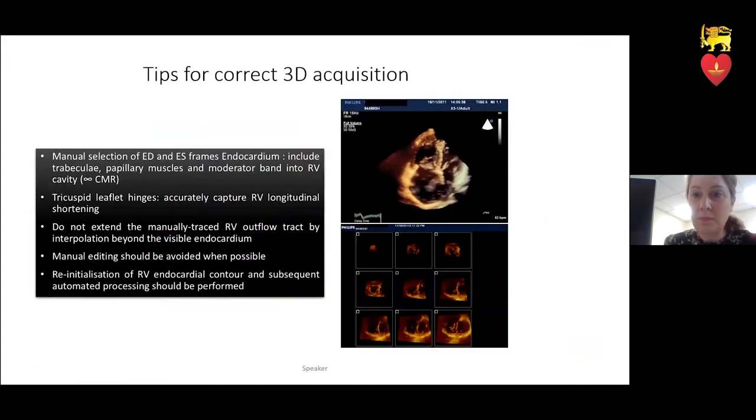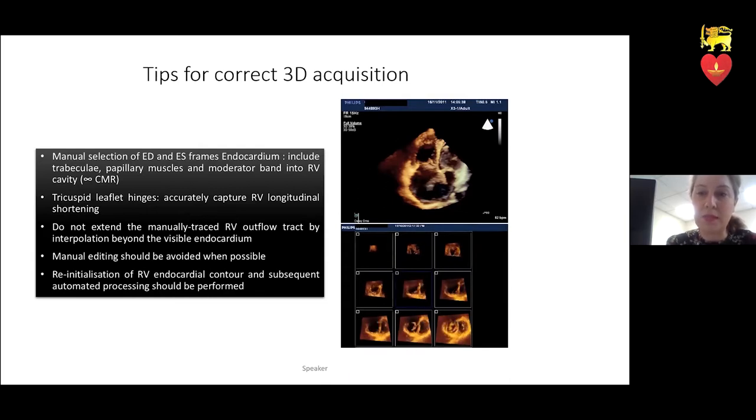It is important to remember some tips and tricks for 3D, and this is, of course, when you have to include all the endocardium. You cannot cut the apex, otherwise you will have to repeat it, or you trust the MRI better. Do not extend the RV outflow tract blindly. I know that there are automated software packages, but try to do it semi-automated, because you need manual delineation of the borders. This is very important, especially for the RV.